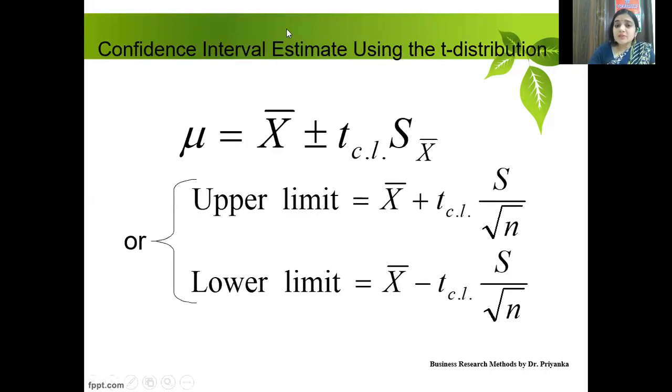Yes, confidence interval estimate using the t-distribution. Confidence interval, you must have in your mind what confidence interval is. We'll be calculating the upper limit and lower limit with the help of the given formulas here. You will have to memorize these formulas, because these are really helping in writing your subjective questions, and if a numerical comes, then also you will be needing this formula.